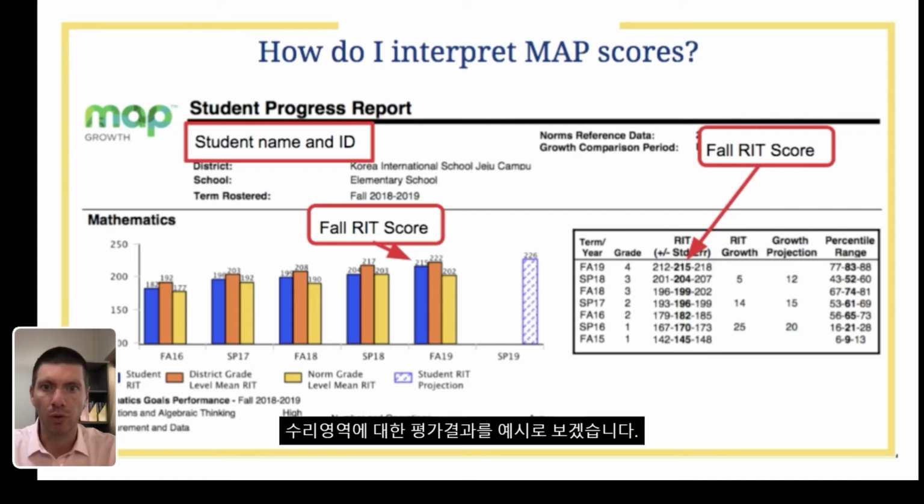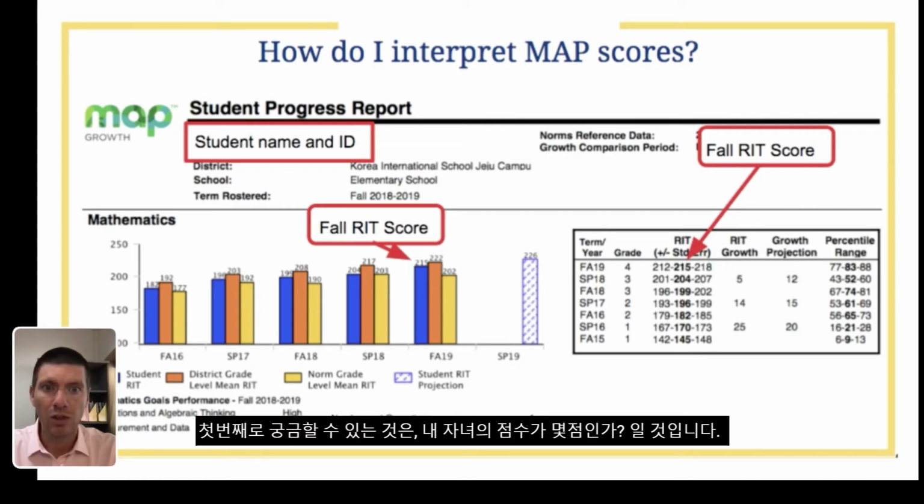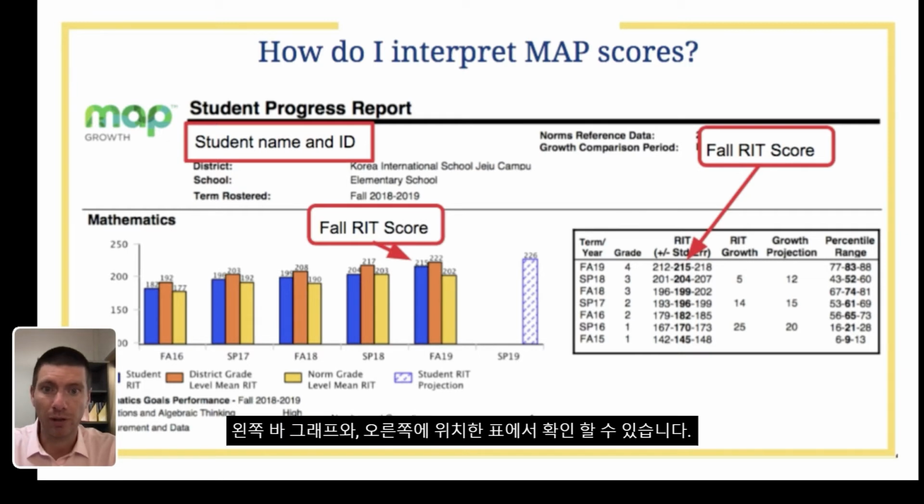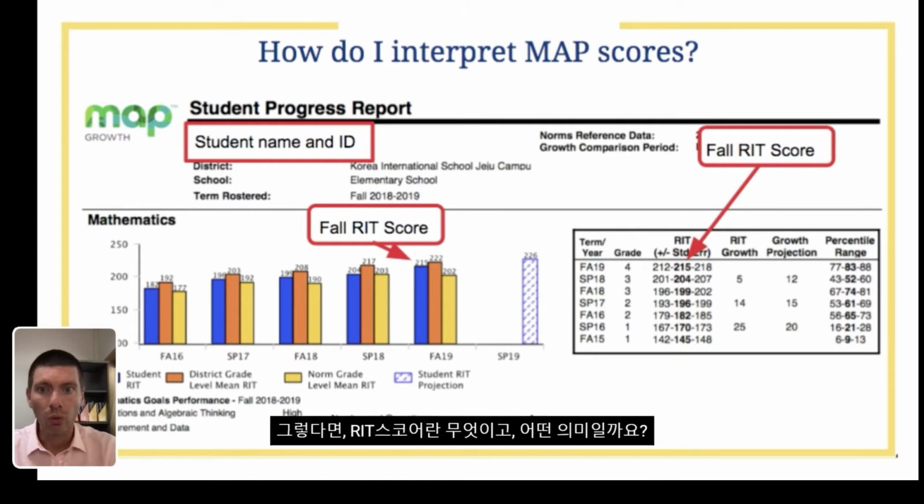Here's a close-up of one of the sections, math. The first thing you'll probably want to know is, what's my child's score? The RIT score can be found in 2 places. It is shown in the bar graph on the left and the chart on the right. What is RIT and what does it mean? Well, it stands for Rasch Unit, and it is a statistical way of measuring and displaying the millions of results from around the world. It has the same meaning regardless of grade level.